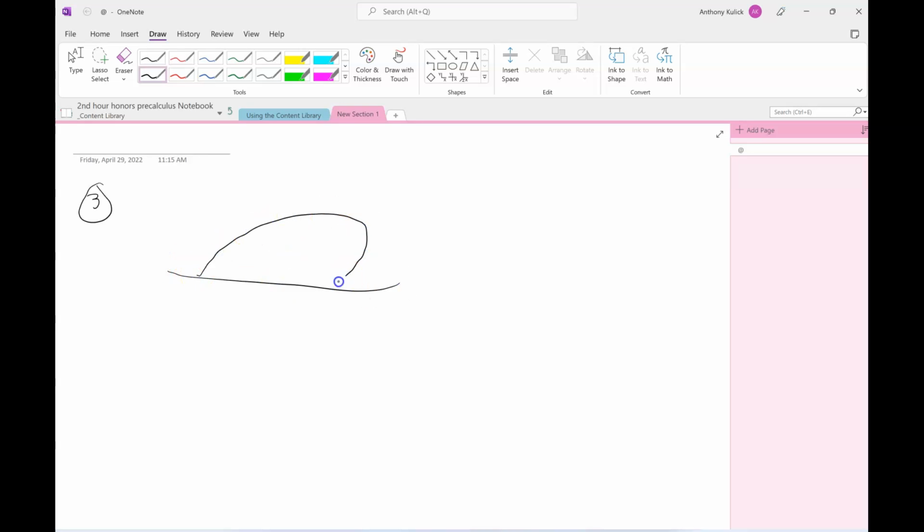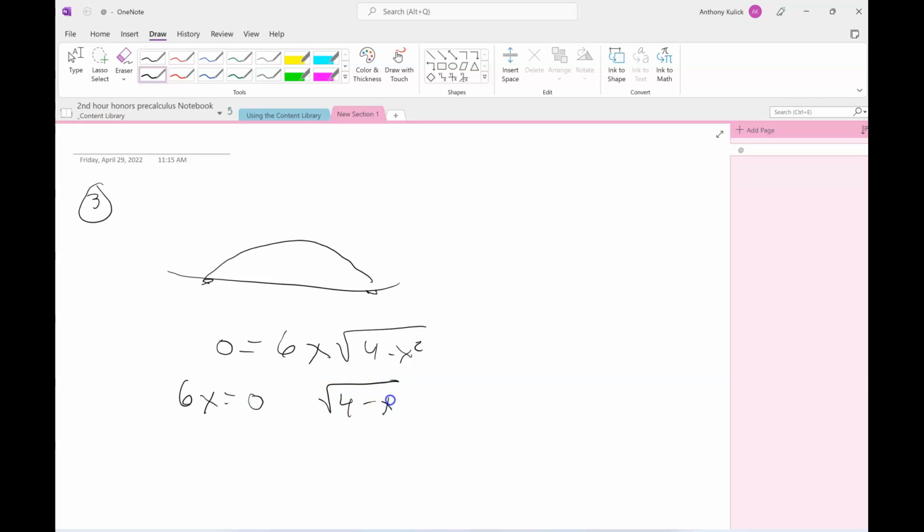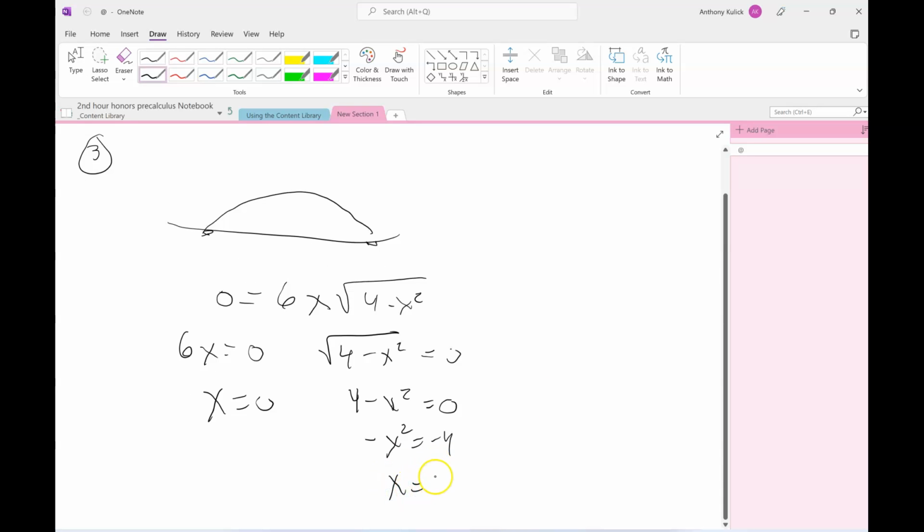right? So if you have this thing, we need to find the zeros, right? So you'd want to start by doing the zero product property. x equals 0, square both sides, subtract the 4 over, divide by -1, and then square root both sides, you get plus or minus 2. How do I know which one I want, -2 or +2?